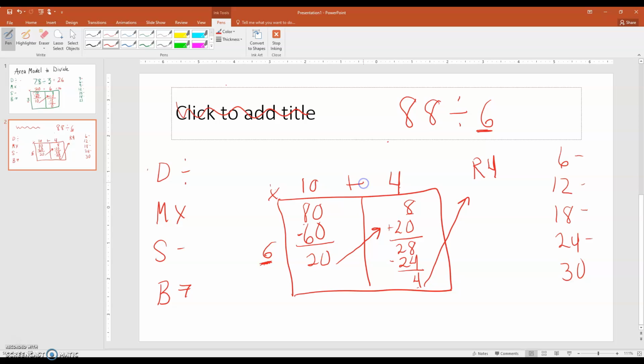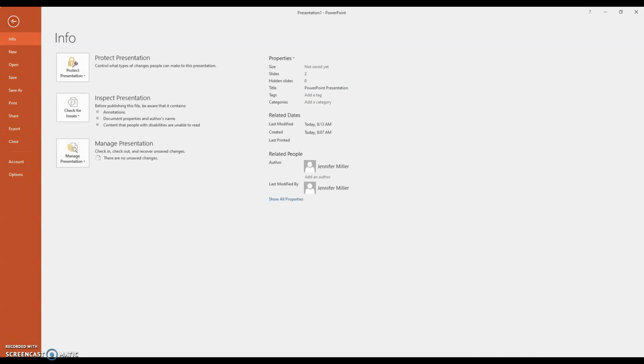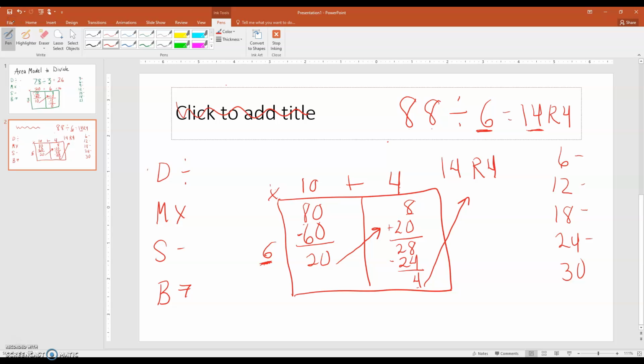I add my partial quotients. I have 14, and I have those 4 left over. So 88 divided by 6 is 14, remainder 4. That means if I multiply 14 times 6 and then add my remainder on, I'm going to get 88. We're going to try one more here if my recording lets me hold out that long.